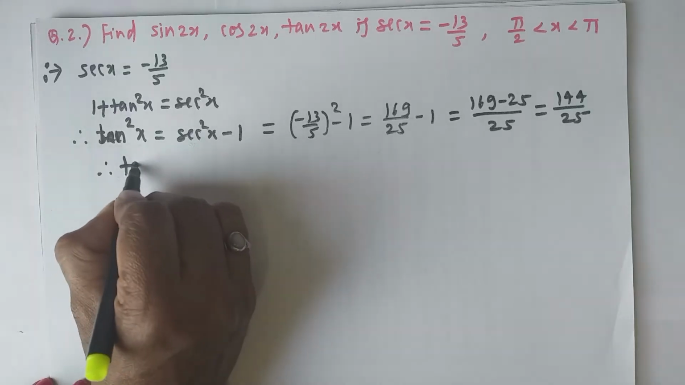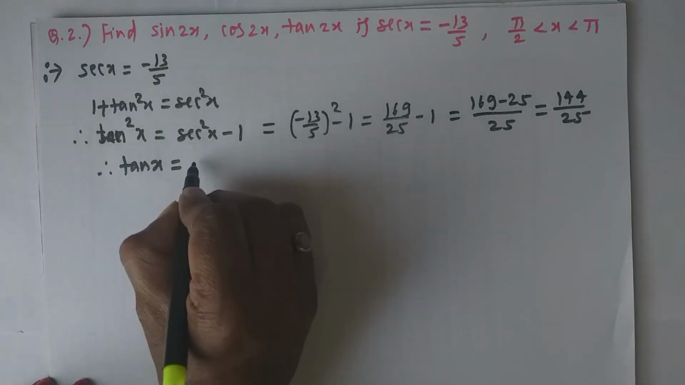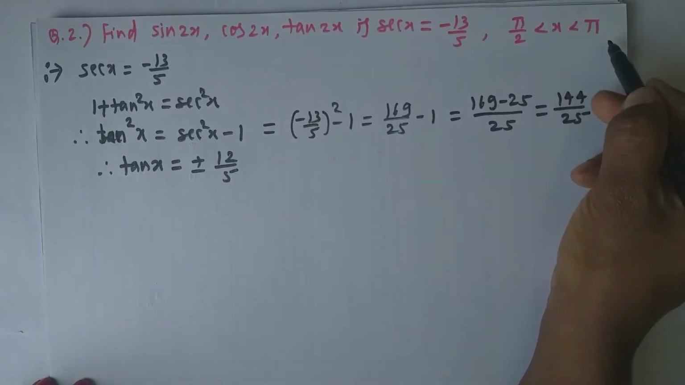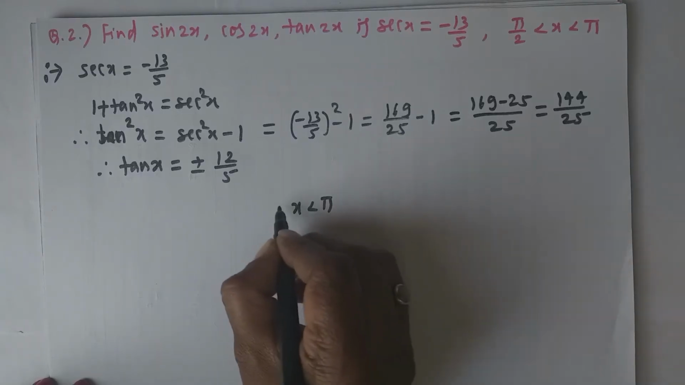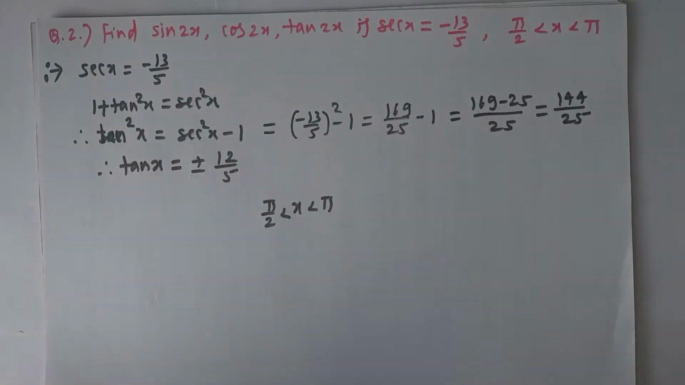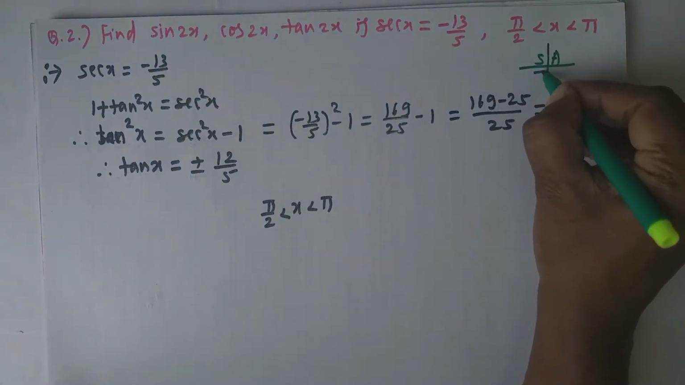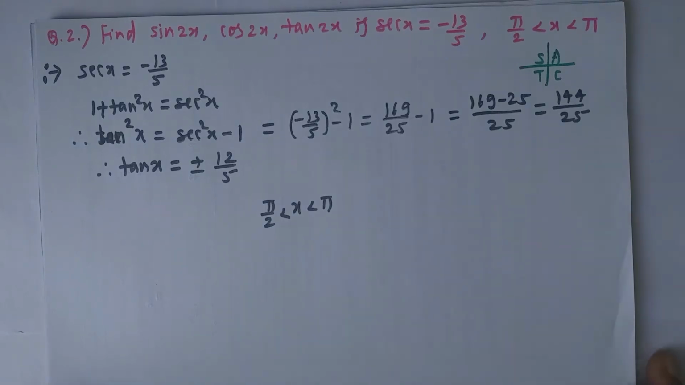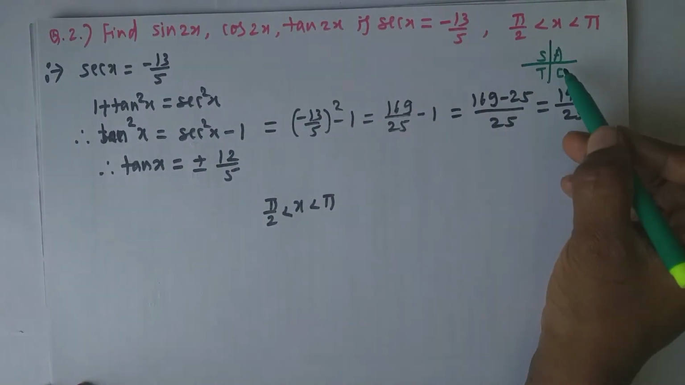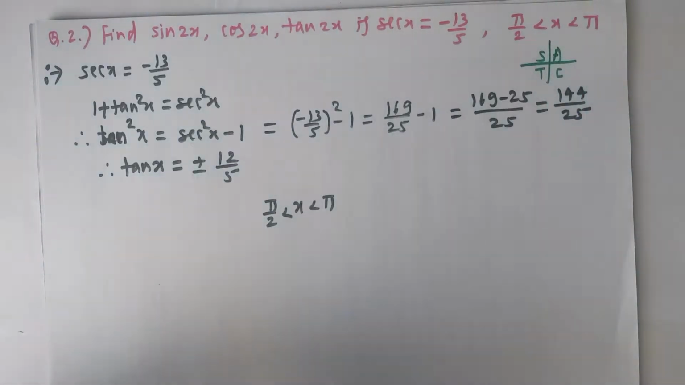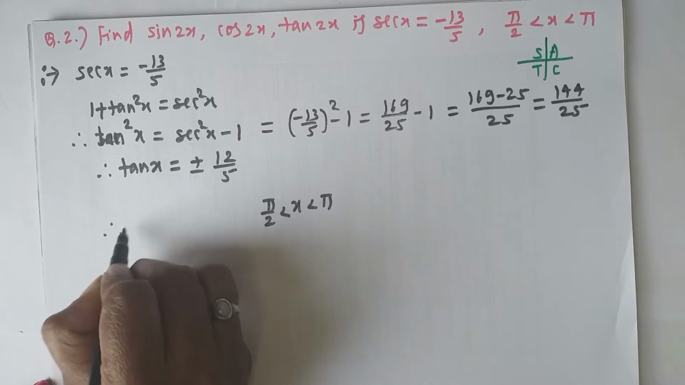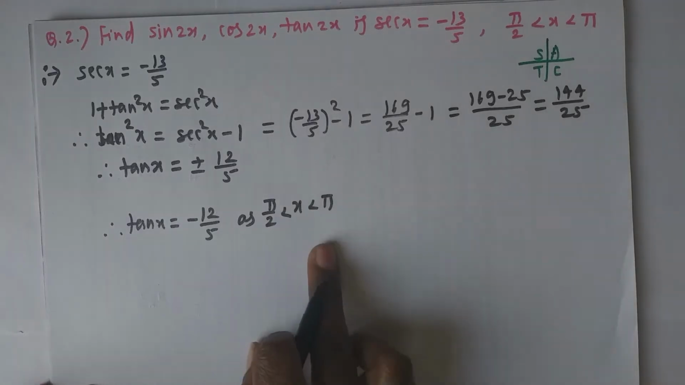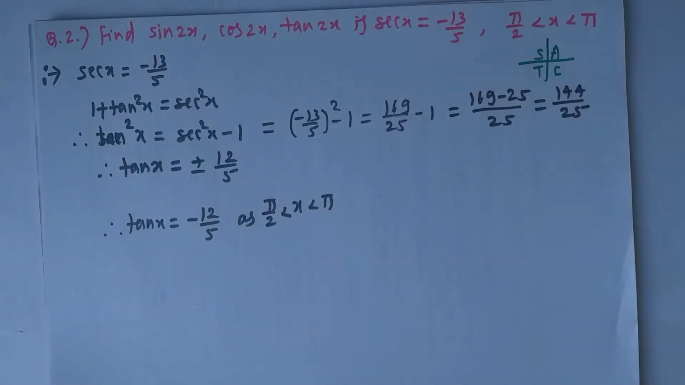Now take the square root. After taking the square root, I will get the value of tan x plus minus 12 divided by 5. But see here, x lies in second quadrant, and I know that in second quadrant only sine and its reciprocal cosec are positive and the remaining functions are negative, according to this property: all sine tan cos. Therefore I will take only the negative value here. Therefore you write down tan x is equal to minus 12 by 5 as x lies in second quadrant. Now I have found tan x.